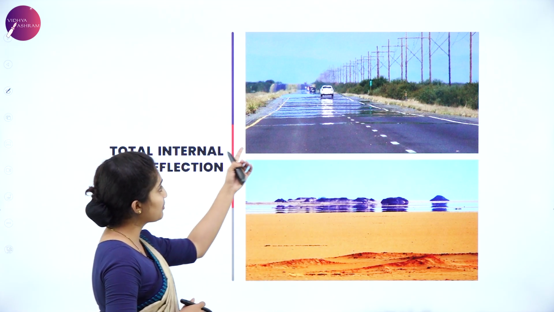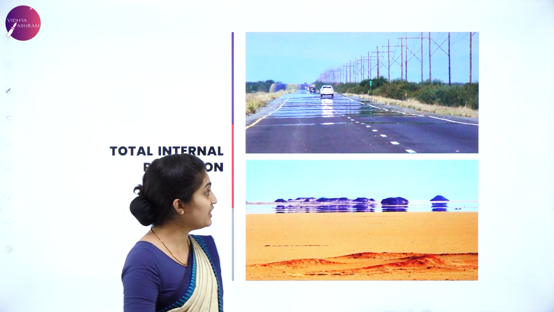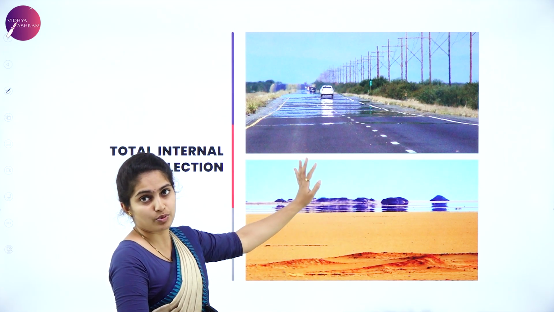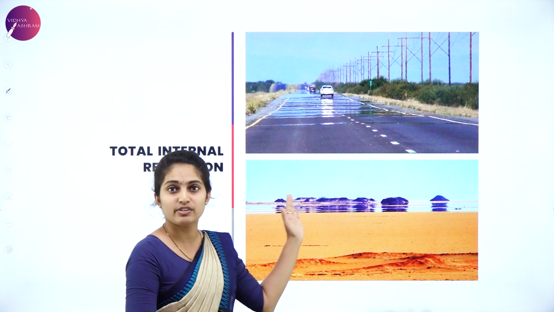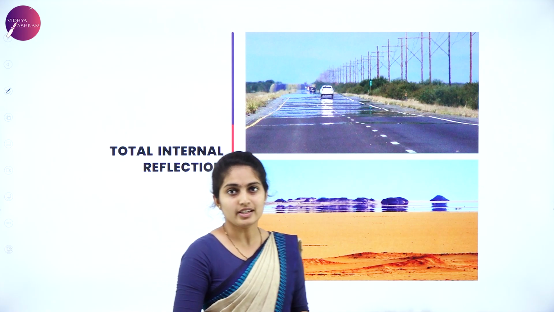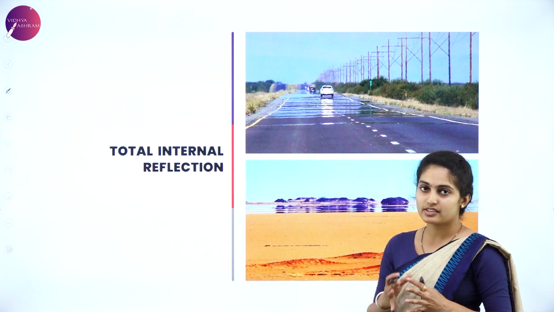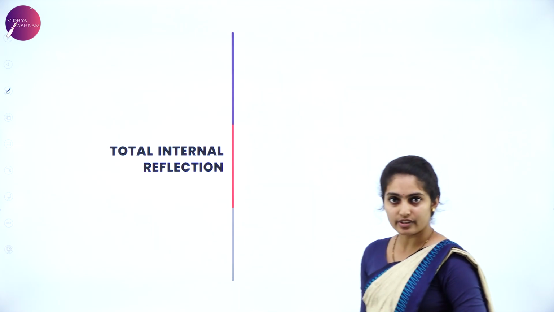One example is during a heavy summer, whenever you travel on a highway, you can see a watery formation, but that is a mirage. Also in an oasis, that is in the desert, you can see the apparent presence of water. That imaginary presence of water is called a mirage, and it is due to total internal reflection.